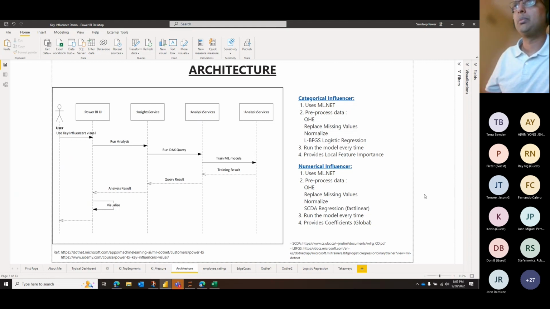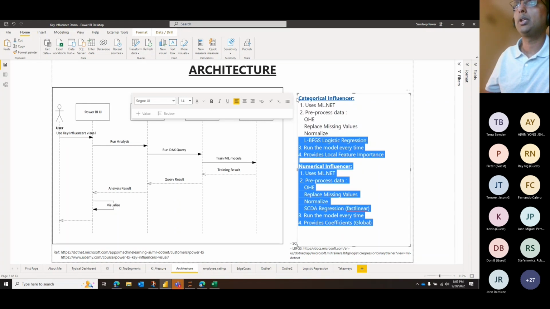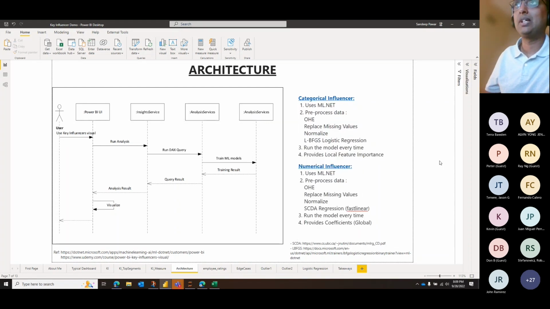Now, I'm going to skip some of these steps here. This is, again, if you're somebody who has a data science background, then this will mean something to you. But basically, for categorical variables, it is doing one-hot encoding, imputation, and logistic regression, and then for numerical analysis, which is your linear regression, it's doing the fast linear regression, and then providing you the coefficients, the global coefficients, as the impacts, so to speak.